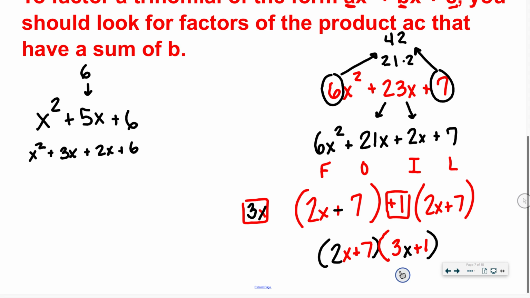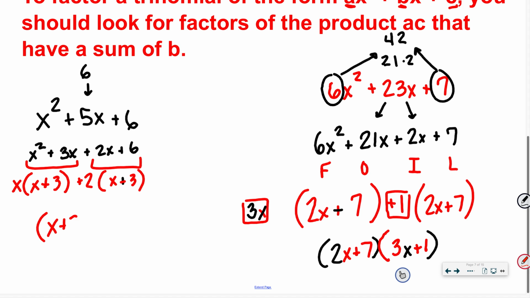And then I could find the greatest common factor here and the greatest common factor here. I would factor out an x, leaving me with x plus 3. And I could factor out a 2, leaving me with an x plus 3. So my 2 binomials would be x plus 2 and x plus 3. If a lot of processes all together would confuse you, if you need one method, this method will work whether you have a coefficient of 1 or a coefficient larger than 1.